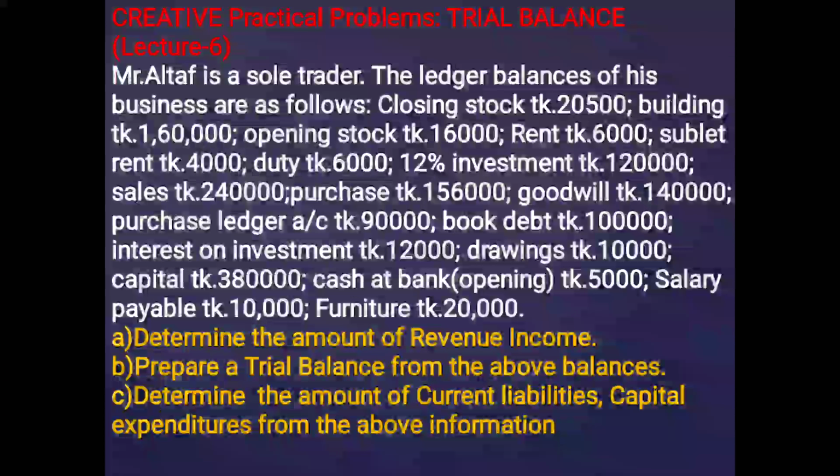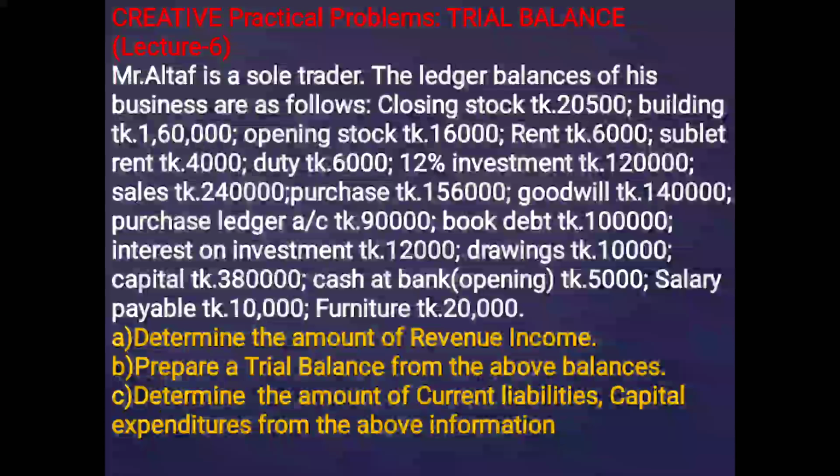Book debt: another name is debtors, accounts receivable, or sales ledger account. It is indicated as an asset, so it is debited in the trial balance. Interest on investment: investment is one kind of asset, but its interest is one kind of revenue income, so it is credited in the trial balance. Drawings is the negative item of equity. At all times, when equity increases it is credited, but by drawing some amount equity is always decreased, so it is debited in the trial balance.